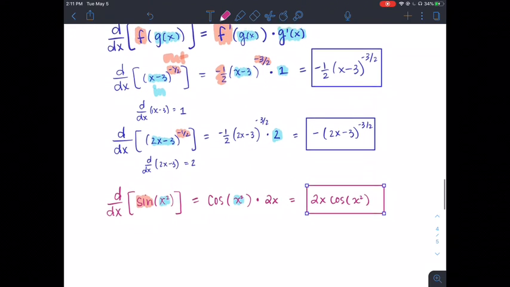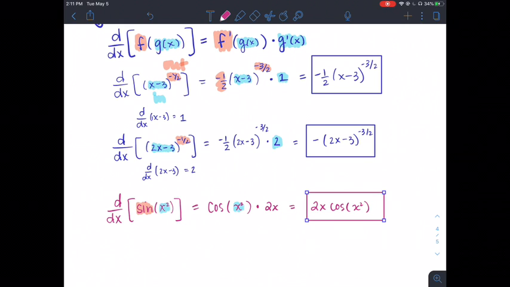And now you can see, if I were to take the second derivative, I have a product rule, because 2x is being multiplied by cosine of x squared. So I have a product rule, and so I have to be careful when I start to take these higher order derivatives that things can get a little bit more complicated. So just be prepared. Mentally prepare yourself for that possibility. All right, we're going to do one more.